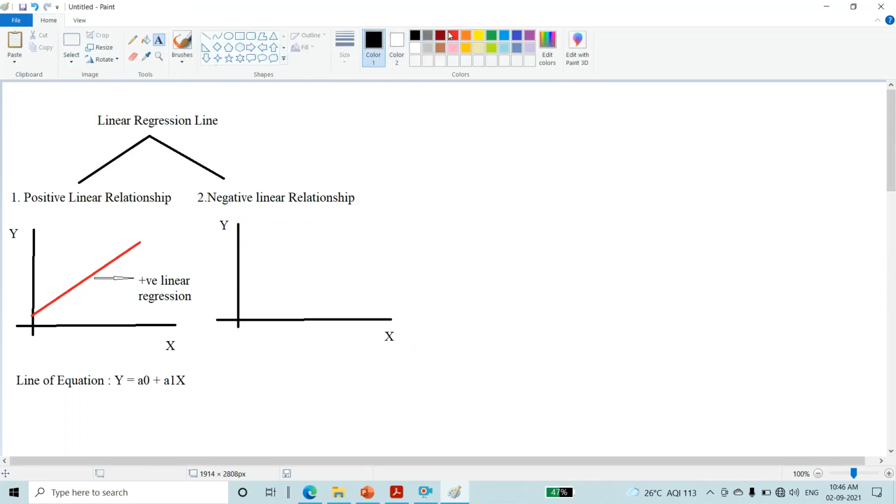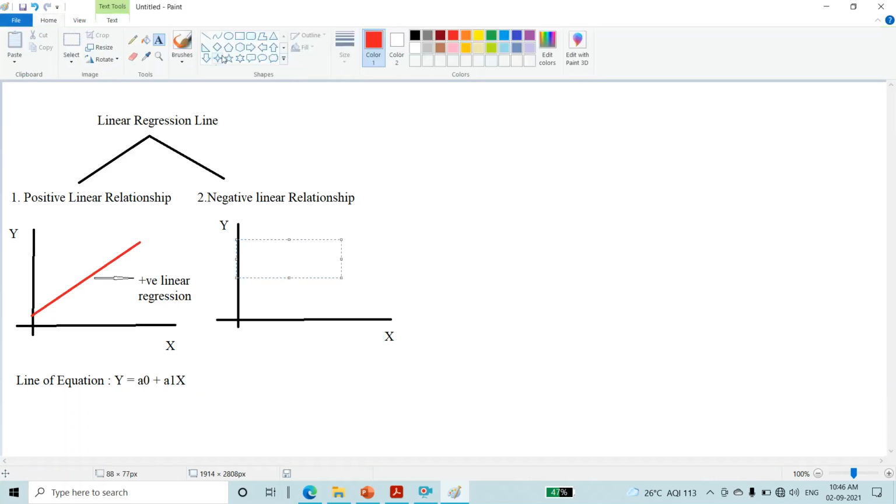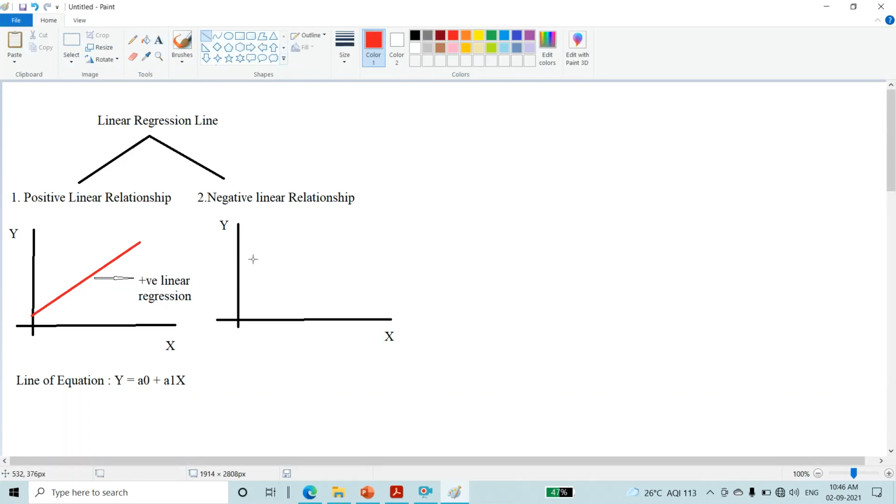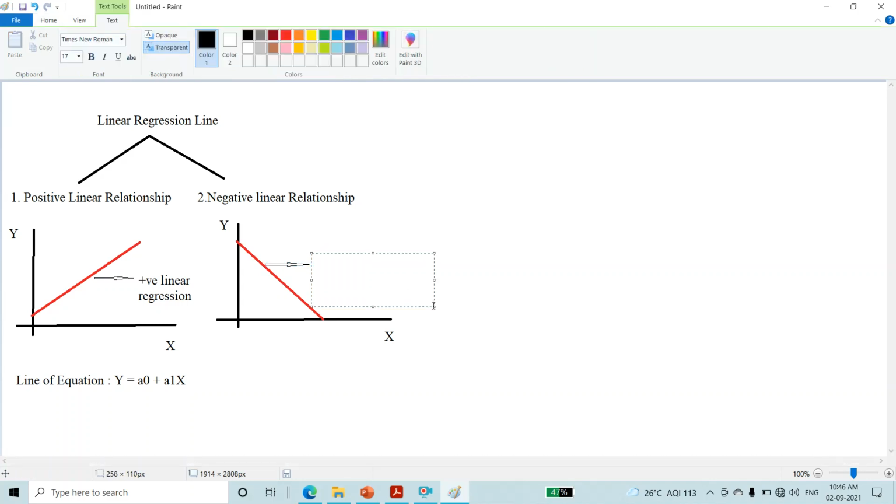So line of regression कैसा होगा फिर यहाँ पे? y के ऊपर decrease हो रहा है. Okay, so line of regression is like this. Okay, this is the line of regression for a negative linear relationship. This is a negative linear regression.